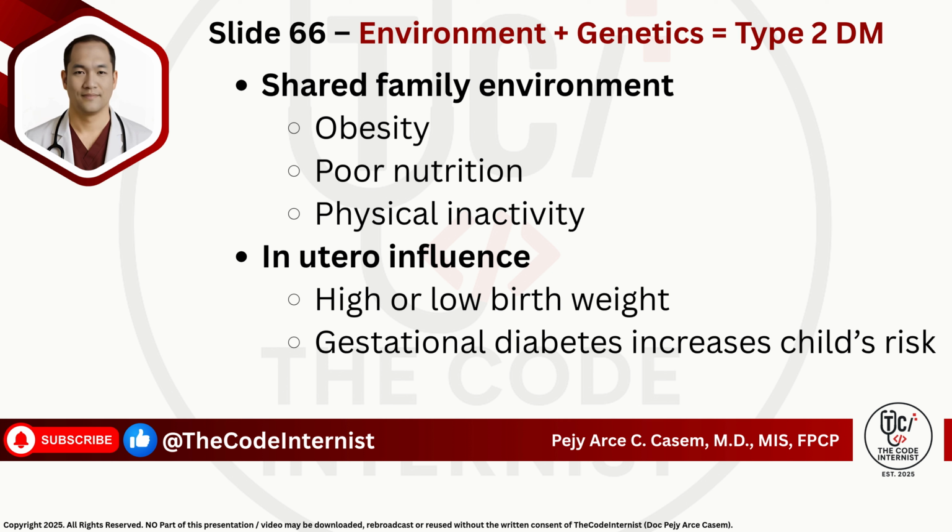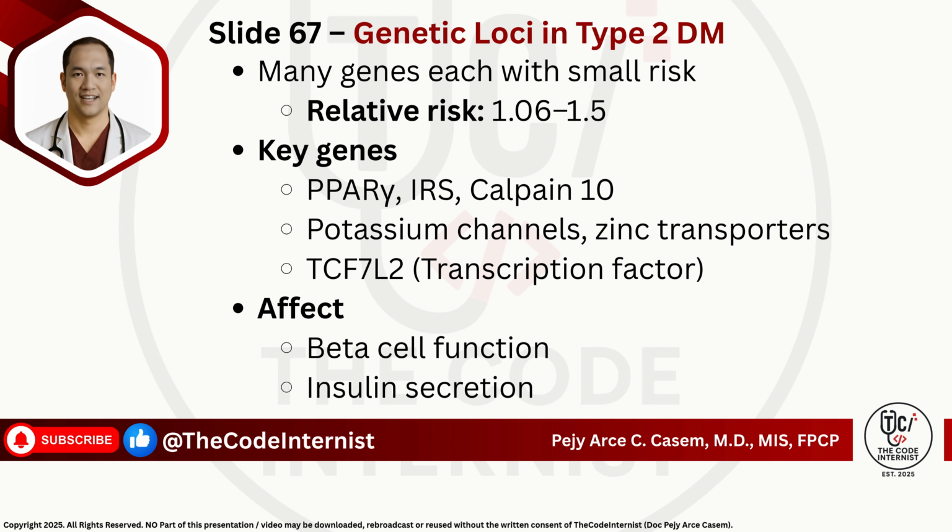Even before birth, if the mother has high blood sugar during pregnancy, the baby's future risk of diabetes goes up. Surprisingly, both low and high birth weights are linked to higher chances of diabetes later in life. Scientists have found hundreds of genes linked to type 2 diabetes, but most only slightly increase the risk.